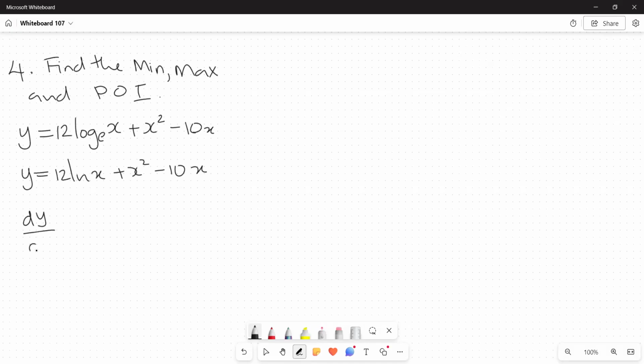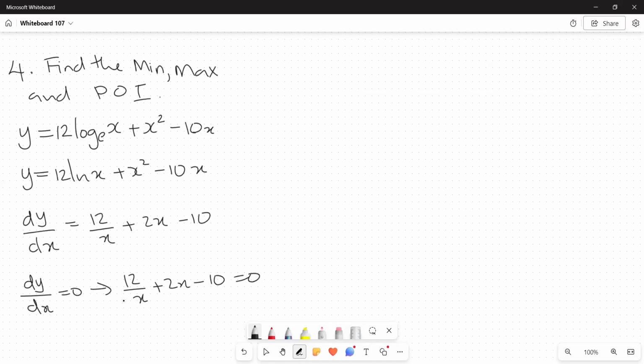We need to work out the first derivative. This is 12 over x plus 2x minus 10. And then we equate the first derivative to 0. So we find dy/dx equal to 0. This means that 12 over x plus 2x minus 10 is equal to 0. So we can multiply everything by x. So we have 12 plus 2x squared minus 10x is equal to 0. Divide everything by 2. We have x squared minus 5x plus 6 is equal to 0.